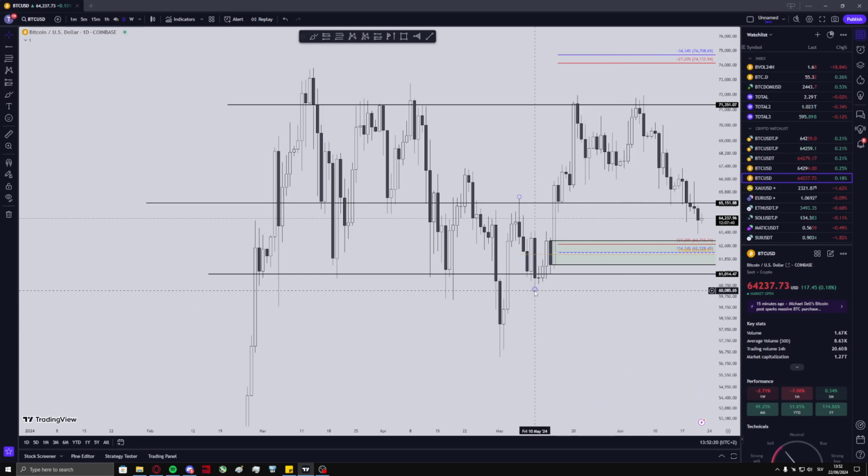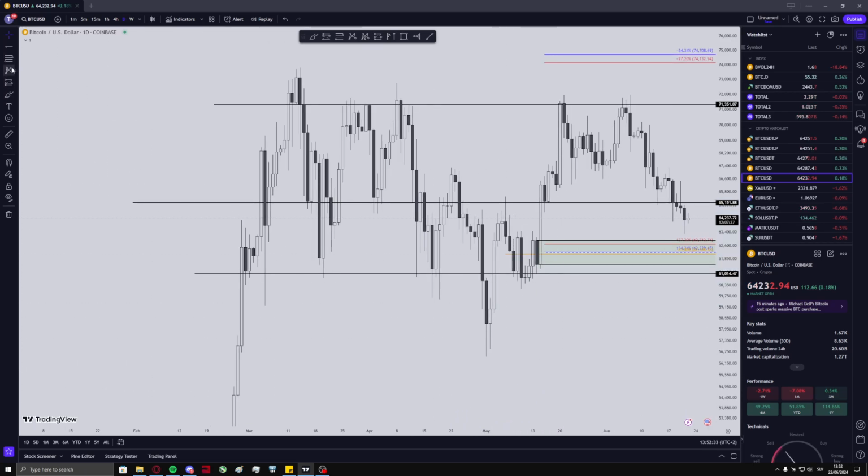Not all of them, of course. It can only be used as a confluence, right? But most of the reversals from an order block will happen at this 618. Now I can show you on an example here.